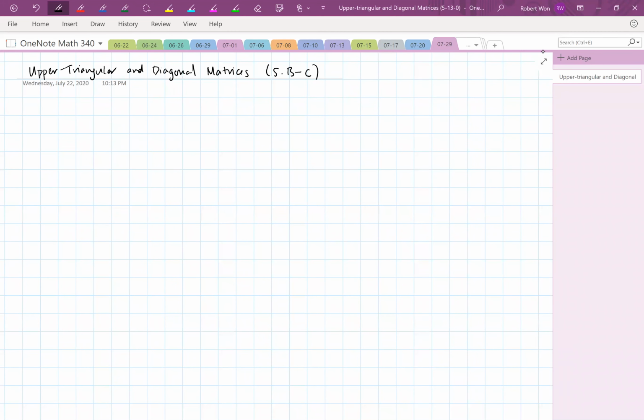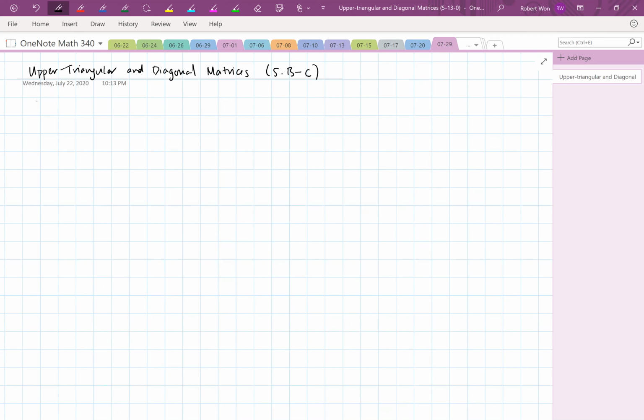Okay, today we're going to cover stuff in both 5B and 5C. We'll see how far we get, but I'll sort of bounce around a little bit because I think there's sort of two parallel topics, upper triangular and diagonal matrices. Okay, so we're going to talk about matrices, obviously.